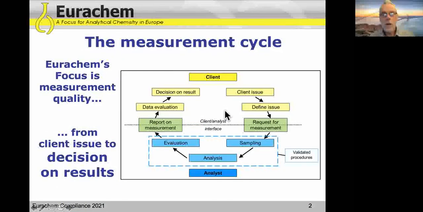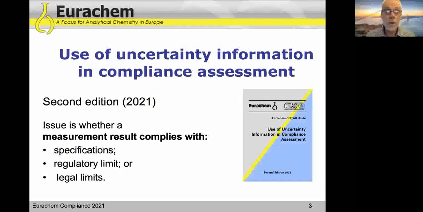So when we are talking about compliance, we need to go back to the measurement cycle. We have a client that has an issue. This can be, for example, if the toy is safe, or if the blood alcohol is over a limit. We have to define this issue and do the eventual sampling and analysis, and then we come up with a result. And we would say that we have measurement quality if we can decide that this toy is safe or this driver had too much alcohol, so he will be punished. So the decision or result is the critical issue.